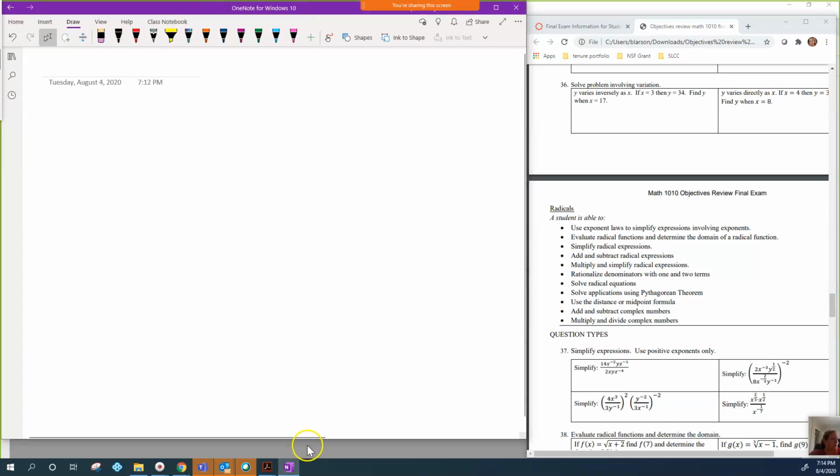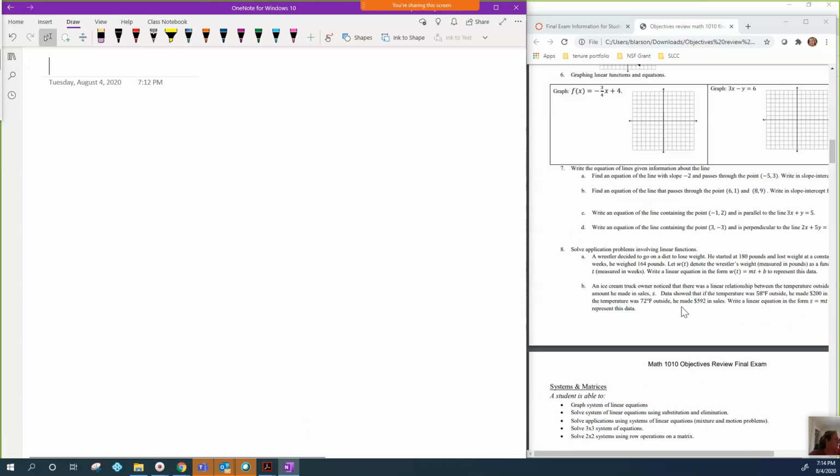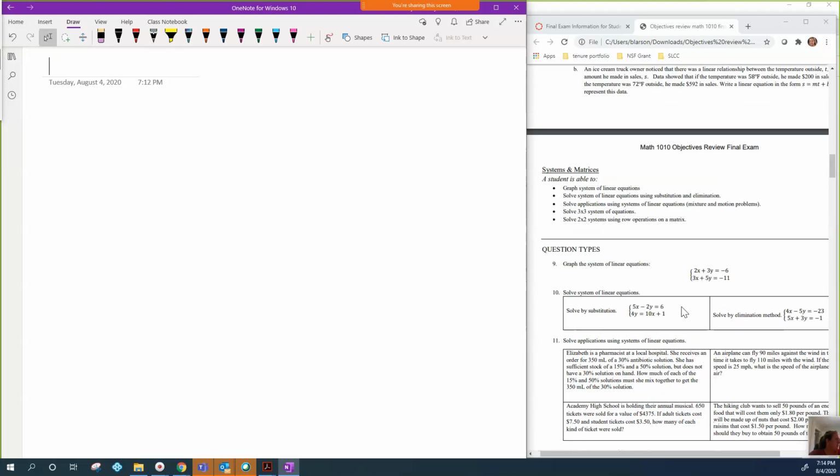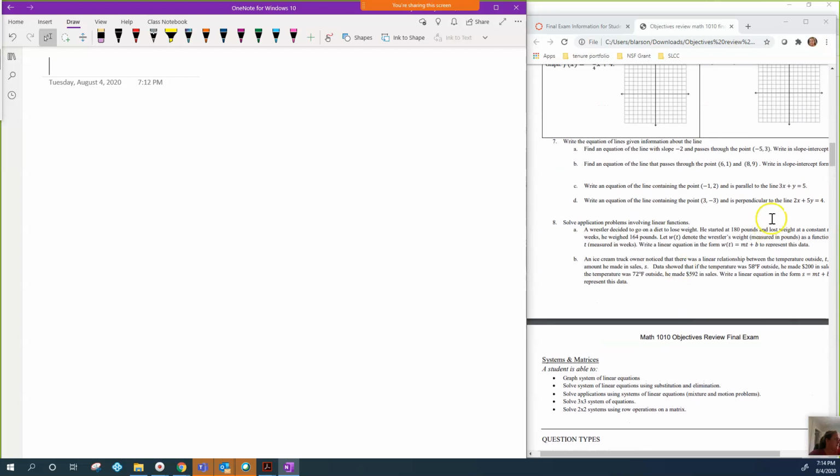So, okay, let's go back up to where we were. We were looking at number 7, part D. We were trying to solve this 2x plus 5y equals 4. And we're trying to solve it for y because we want to figure out what the slope of this line is. I need that in order to do this.